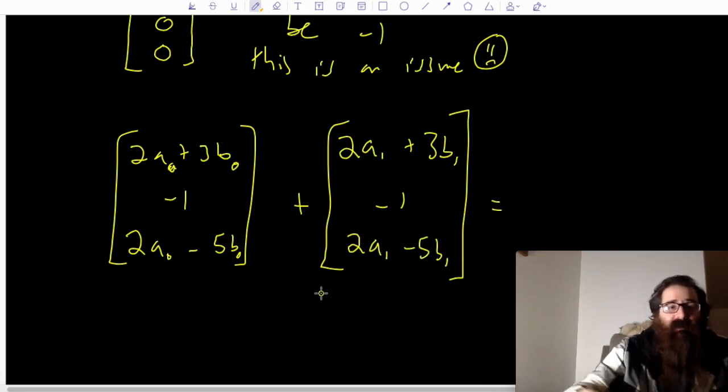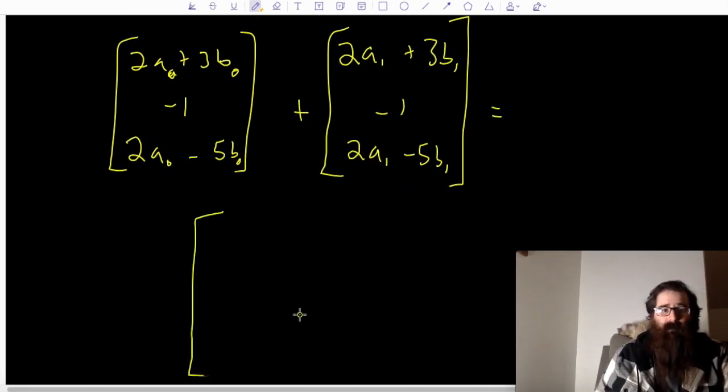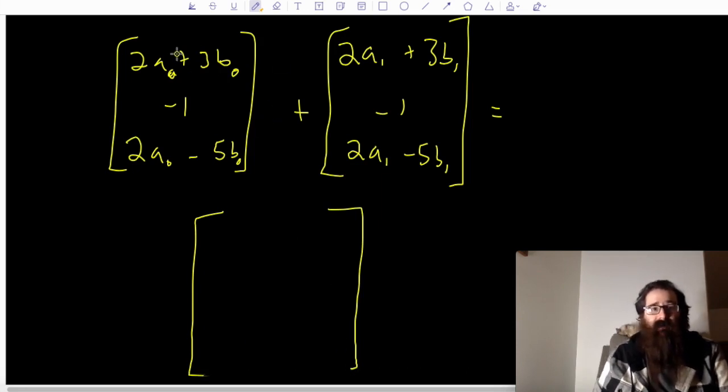If I add these together, you're probably going to see what's going to happen with this. I can collect. If I think about adding together, I'm going to have 2 times some real number, but that collected real number is a0 plus a1, and then plus 3 times the real number b0 plus b1. The second entry, this is the issue I'm going to have, -1 plus -1 gives me -2. And then for the third entry, it's going to be 2 times some real number.